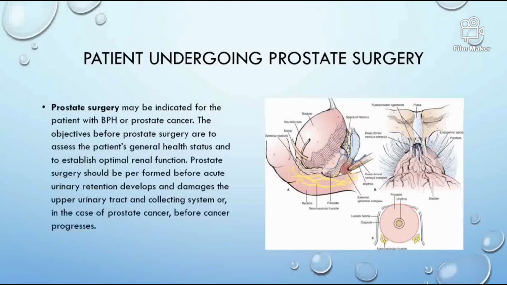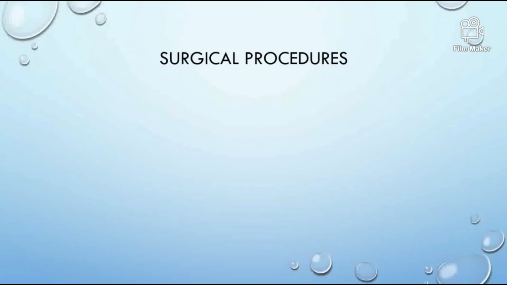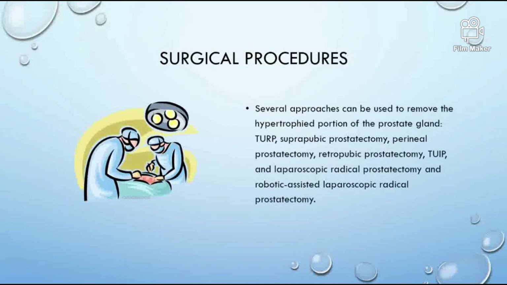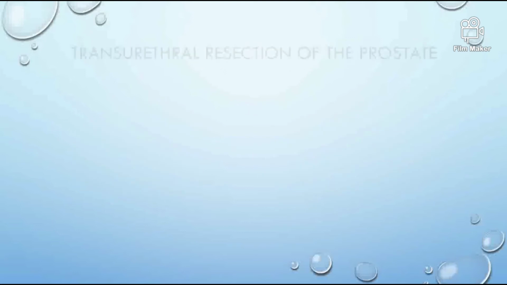BPH is benign prostatic hyperplasia. Surgical approaches can be used to remove the hypertrophied portion of the prostate gland: TURP, suprapubic prostatectomy, perineal prostatectomy, retropubic prostatectomy, and TUIP. And laparoscopic radical prostatectomy and robotic-assisted laparoscopic radical prostatectomy.